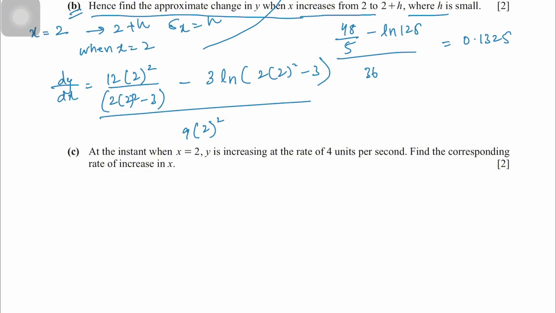So we have our dy by dx. This can be written as delta y over delta x is equal to dy by dx. So we have our delta x as h, and our delta y would be 0.1325 h. So this would be our final answer.